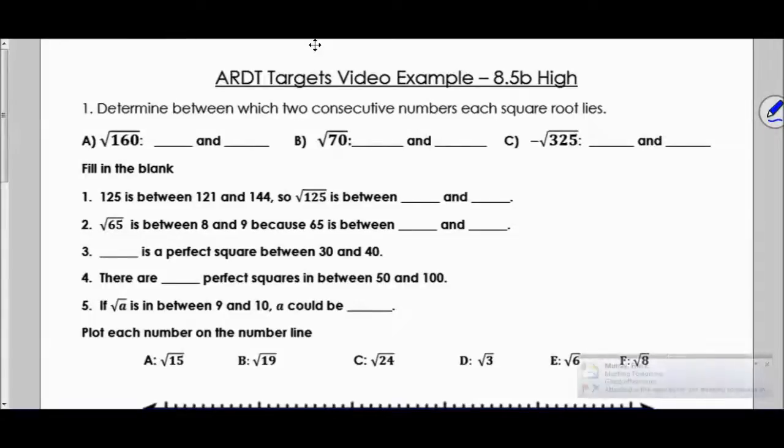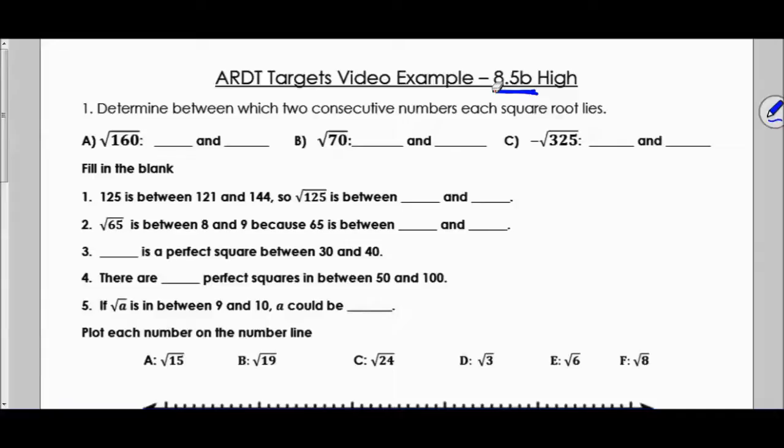So 8.5b is talking about finding the two consecutive numbers between which a square root is going to fall, okay? Or, kind of the opposite of that, finding out which two perfect squares a number is in between. Okay, so we're going to show both of those on number one. There's two ways you can do this.